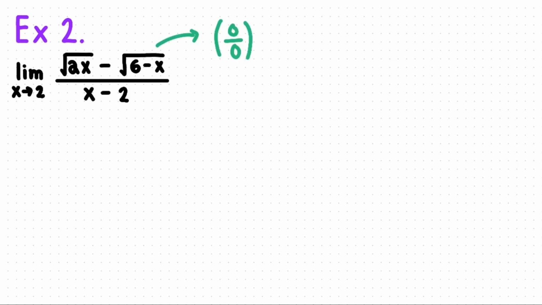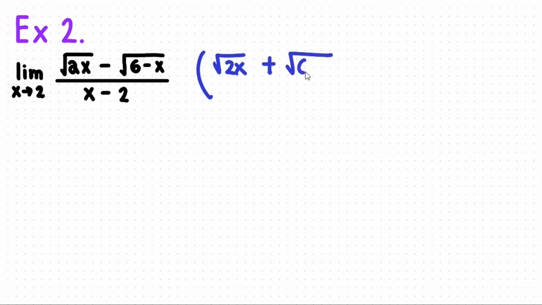obtain 0 over 0. So we have an indeterminate. So let's try to apply rationalization. What we can do is treat this one as a single term, and so is this one. So what do we multiply in the numerator this time? We'll just multiply the sum version, which is the square root of 2x plus the square root of 6 minus x. So that is what we'll multiply.